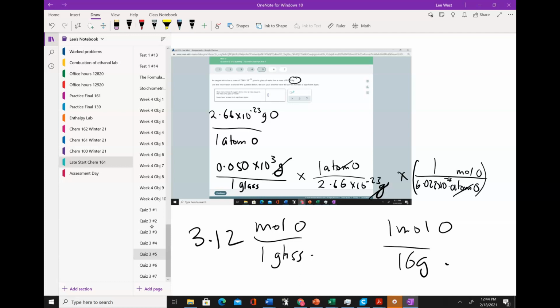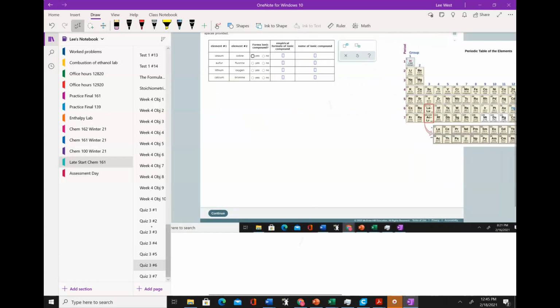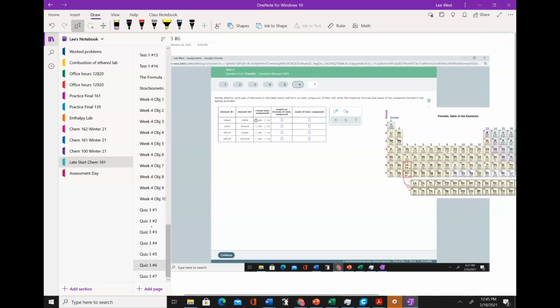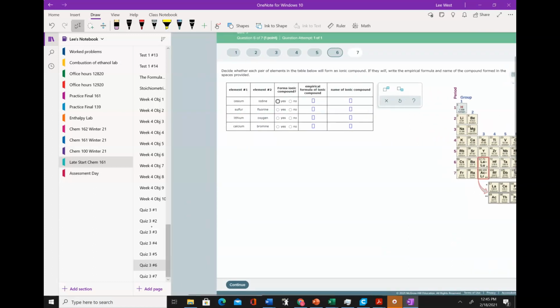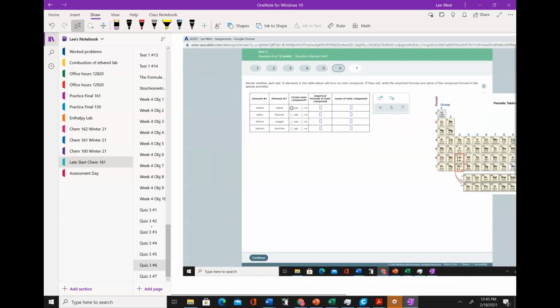So, considering a mole of oxygen only weighs 16 grams, I know I'm going to need several moles of oxygen to get up to 50 grams. All right, let's have a look at this one. This is one where you have to decide if a pair of elements forms an ionic compound or not. And if they do form the ionic compound, you're going to have to write the name and the formula for it. So the first thing to check is, do they form ionic compounds?